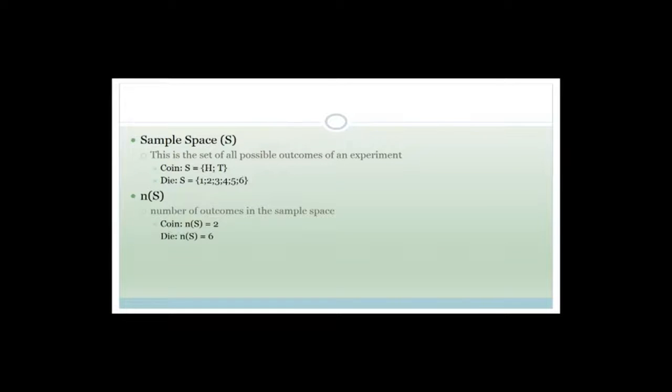So coin, like I said, is two. A dice sample space number is six. Now an event. An event is a specific outcome. So if I say to you, when you throw the dice, we have to aim for a six, that is a specific event, okay? Or if I get tails when I flip a coin, that is the event, okay?